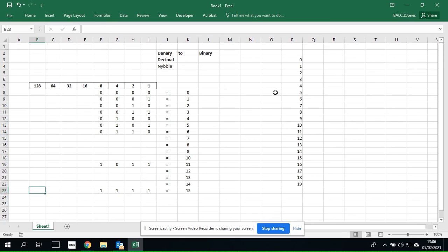And don't forget now, if I turn all of these channels on, then this must be, what was it? Do you remember what it was? Of course it is 255. And that's how you convert binary into denary.